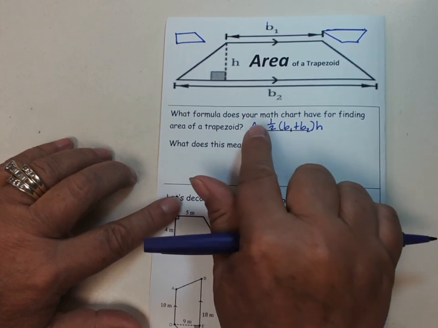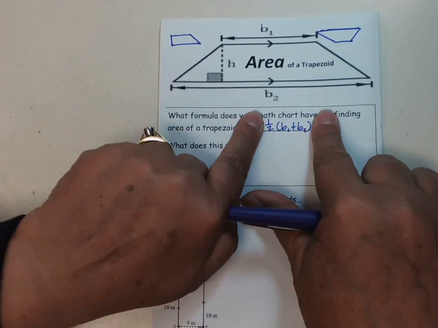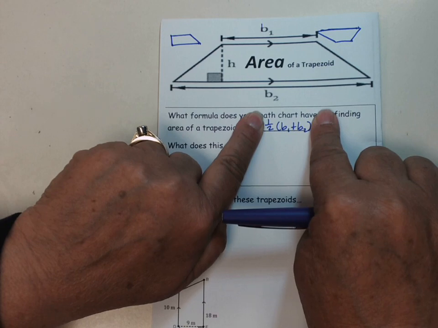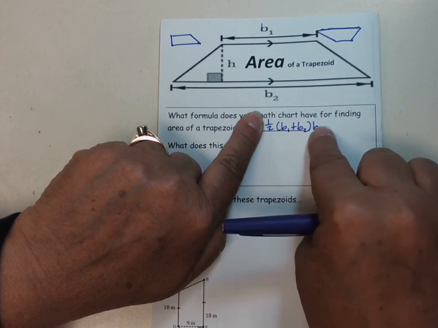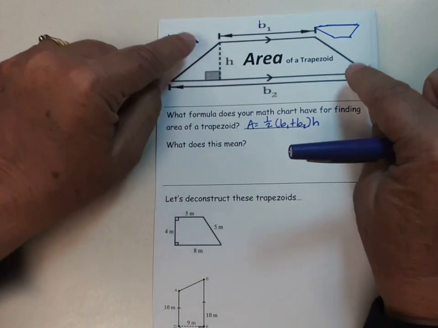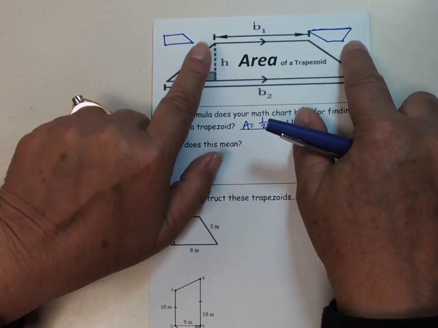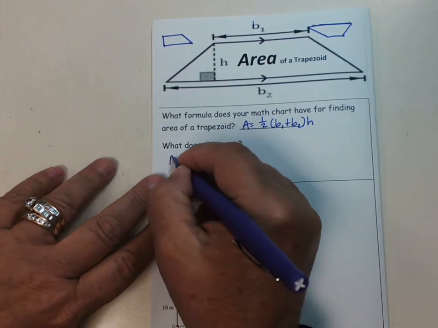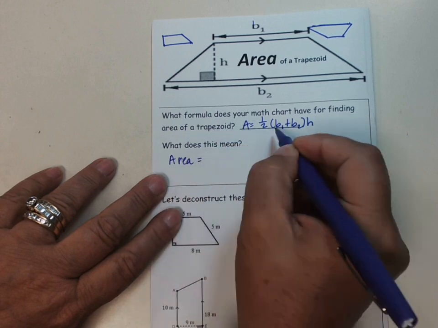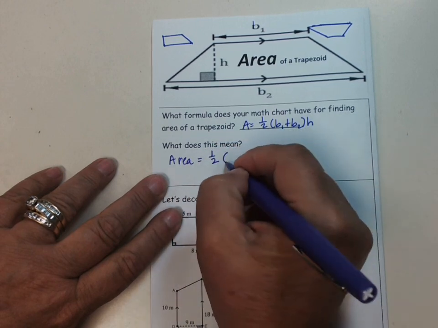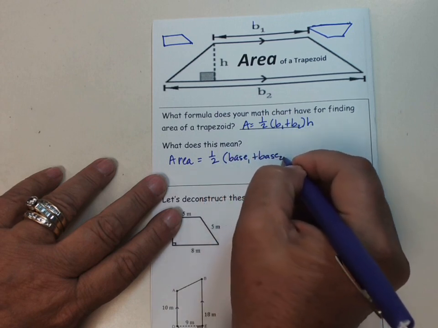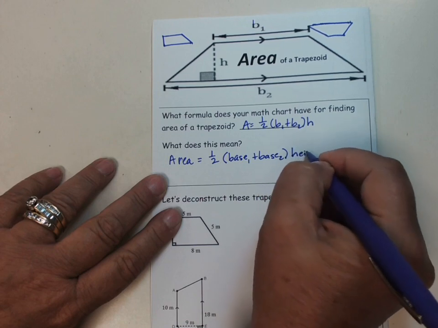What I like to say is this part, 1/2 B1 plus B2, that's the average of the bases. If I take 2 numbers and divide by 2, that's their average. So it's just basically the average of the bases times the height. Because what we want to do is make this base a little longer and this one a little shorter until they're the same length. So area equals 1/2 times base 1 plus base 2 times height.